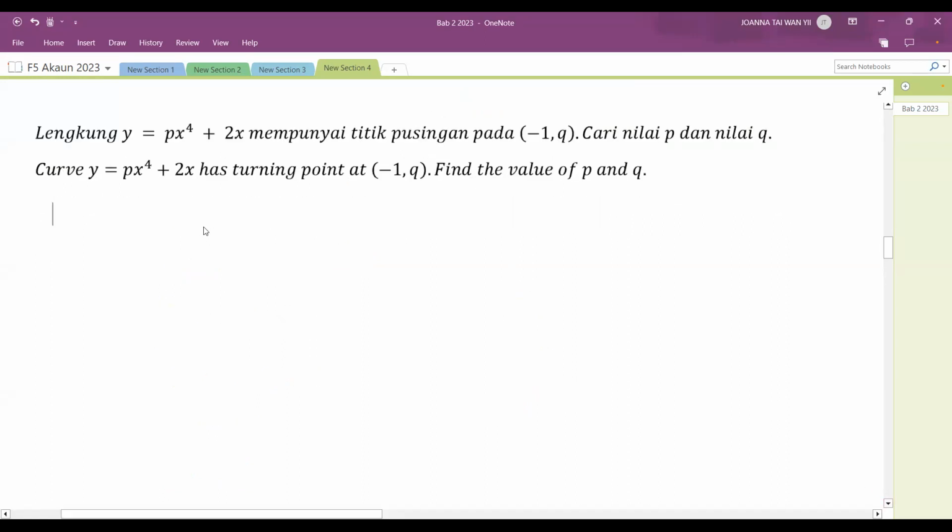Sekarang kita tengok soalan ni. Dia cakap, lengkung ini mempunyai titik pusingan. This curve has a turning point. As long as turning point means what? Turning point, maximum point, minimum point, dy/dx zero. Okay? So now they told you the turning point is this one. I know x is negative 1. I don't know q. They ask you to find the value p, find the value q.